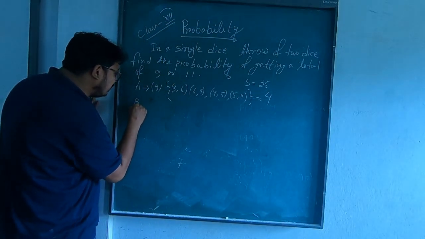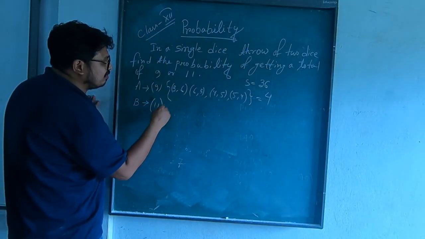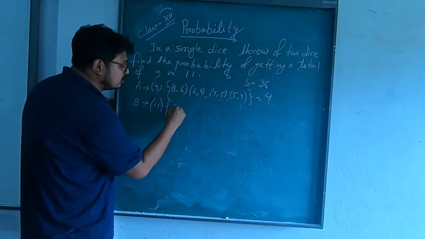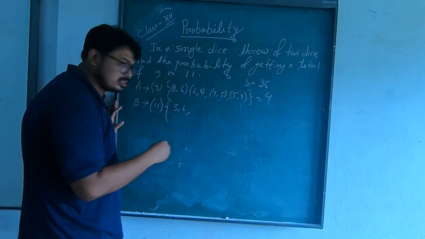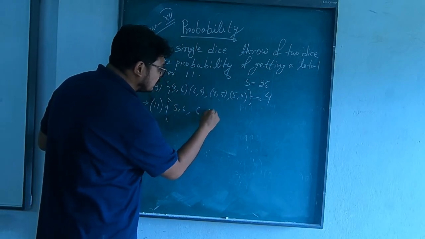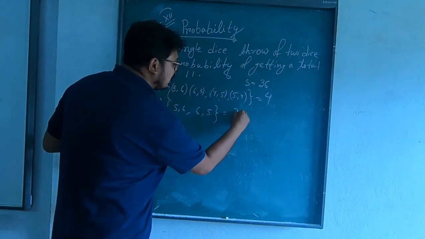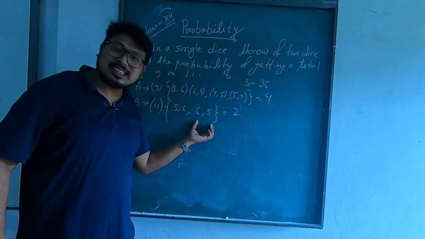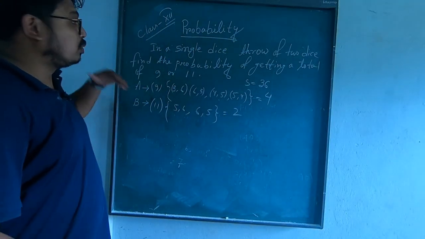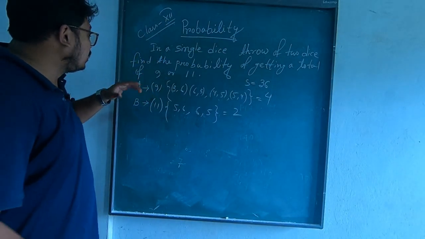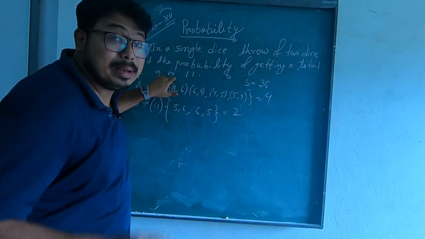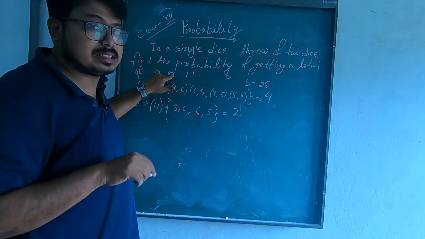Next, if B is the event of getting 11, what are the numbers which, if you add, you will get 11? That means possible is 5, 6 or 6, 5. There are only two possibilities, 5, 6 and 6, 5. Clear? So the question is, what is the probability that we will get 9 or 11. Here or means plus.